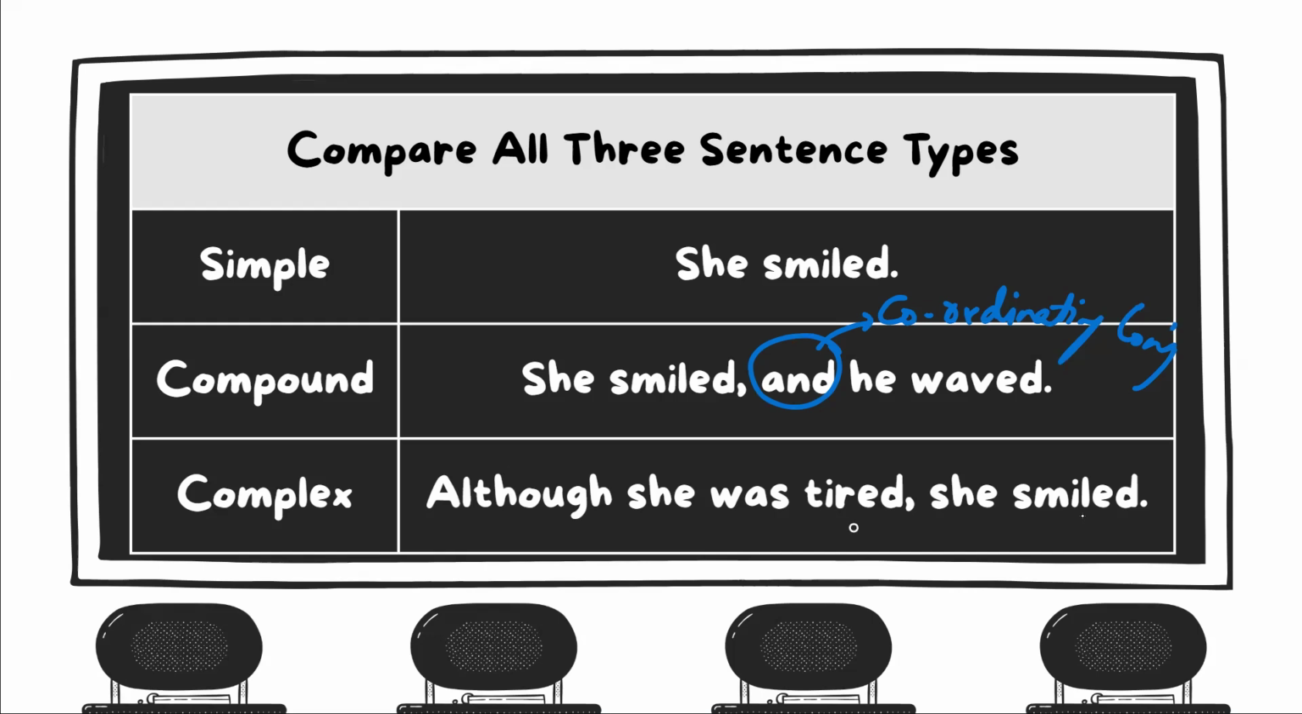Although she was tired, she smiled. So, although is my subordinating conjunction. The main clause is she smiled, which can stand alone. It is independent. But she was tired. What is it? It doesn't even make sense all alone. So now put together, although she was tired, she smiled. So the one clause depends upon the other clause.